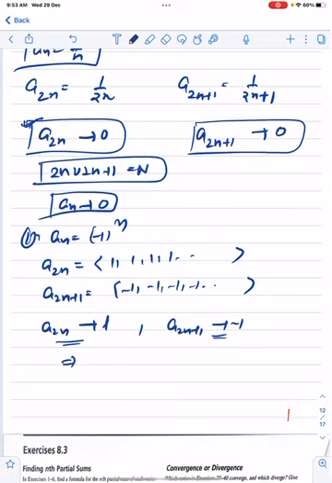So this implies that an is not tending to a point, or you can say your an is not convergent, right? If it is convergent, all the subsequences go to the same point. But if there exist two subsequences which are tending to different points, one tending to 1, the other tending to minus 1, then you will say that your sequence is not convergent. So this is the way to show it, right?